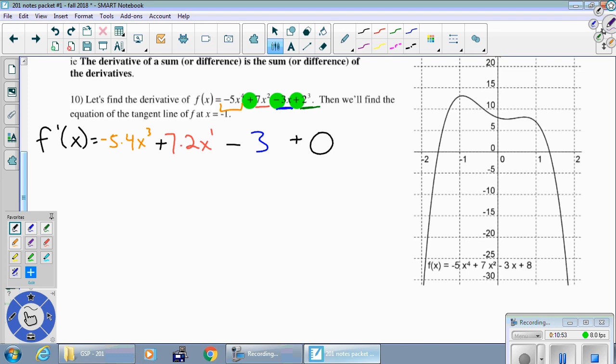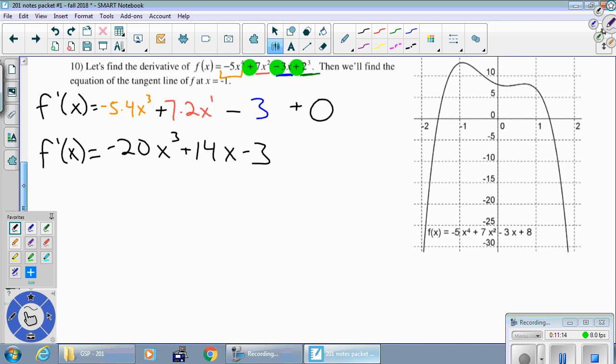Okay, so we'll clean this up just a tad. Negative 20x to the third plus 14x minus 3. That's our derivative. And that's the first part of this problem. Then it says find the equation of the tangent line at x equals negative 1. So in order to find the equation of a tangent line, we need two things. We need the slope and we need a point.